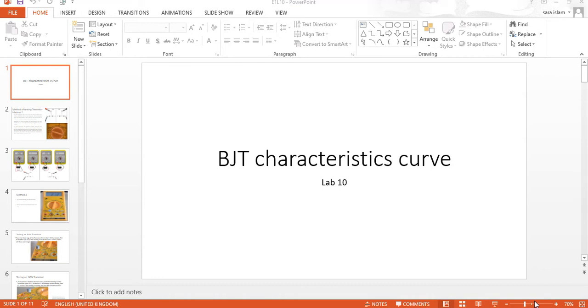Assalamu alaikum students. Today we are going to cover lab number 10, which is on the BJT characteristics curve, right?